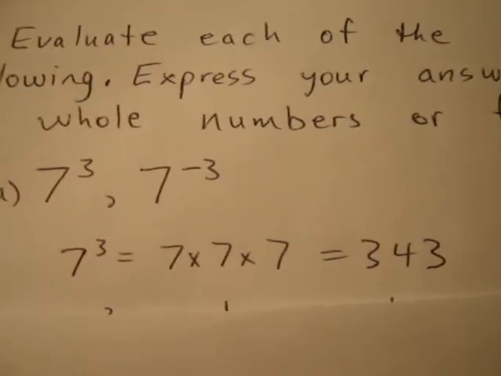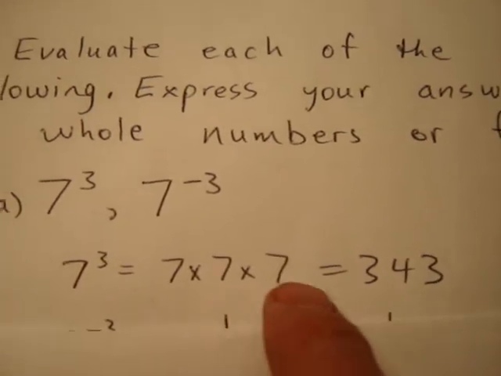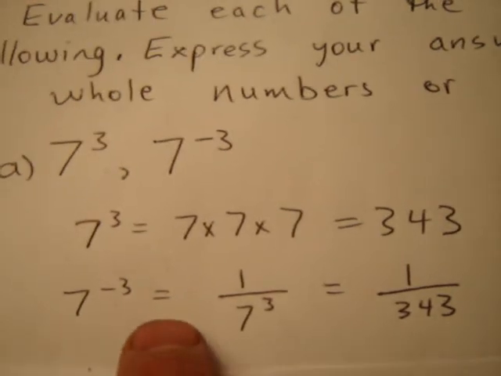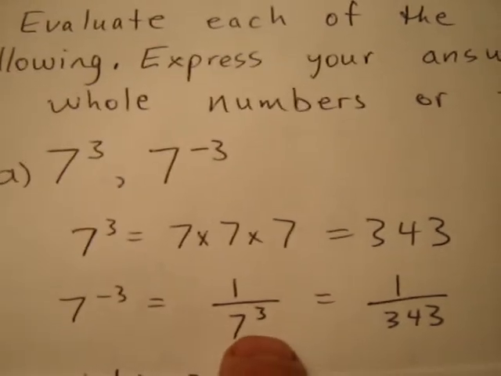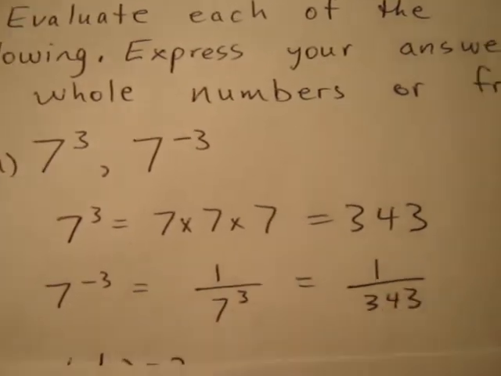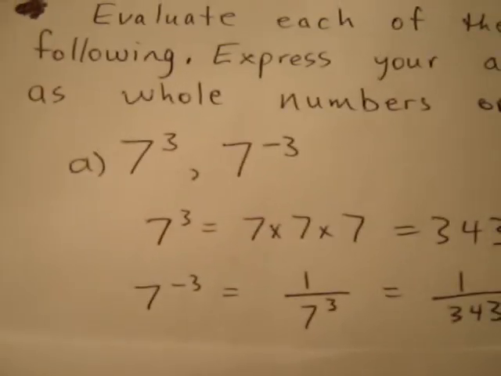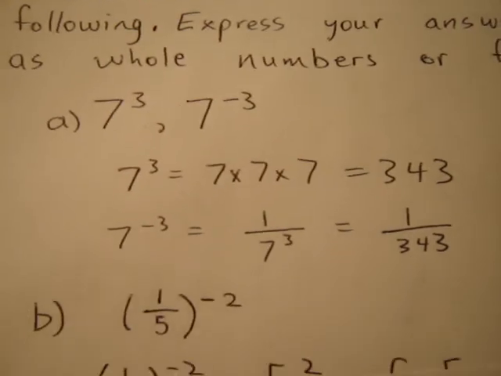Well, 7 to the 3 is equal to 7 times 7 times 7, which is 343. 7 to the negative 3 equals 1 over 7 to the positive 3, which is 1 over 343. Pretty straightforward application of our negative exponent rule.